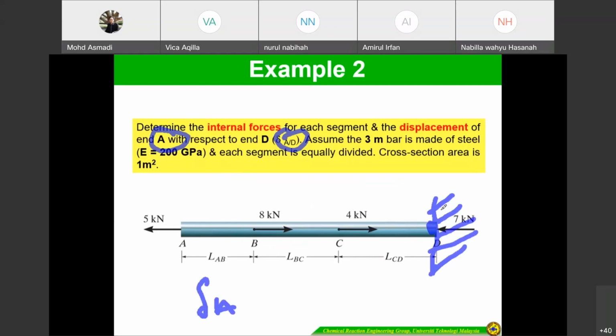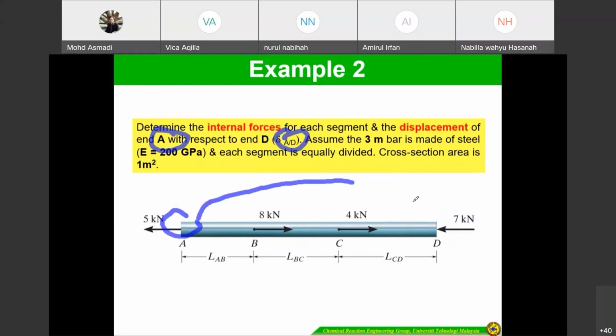But in this one, you see there are two forces here, right? This means the displacement of A relative to D. Relative to D, meaning relative displacement. So we just imagine there's a fixed support at point D.